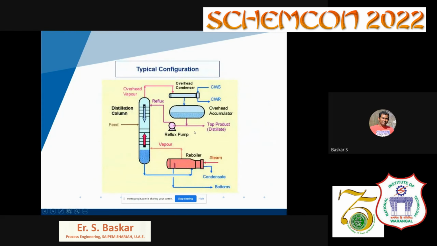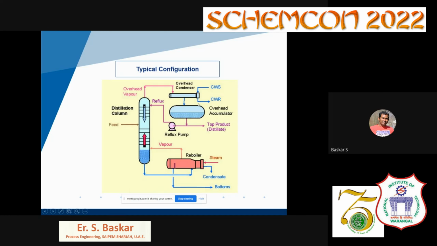Okay, now we have the top product, which is called the distillate, which is the low boiling component present in the feed, that has to be withdrawn from the distillation column as a top product. Now let's say for example this top product is here naphtha or gasoline. This product will have its own boiling point at a pressure and temperature.